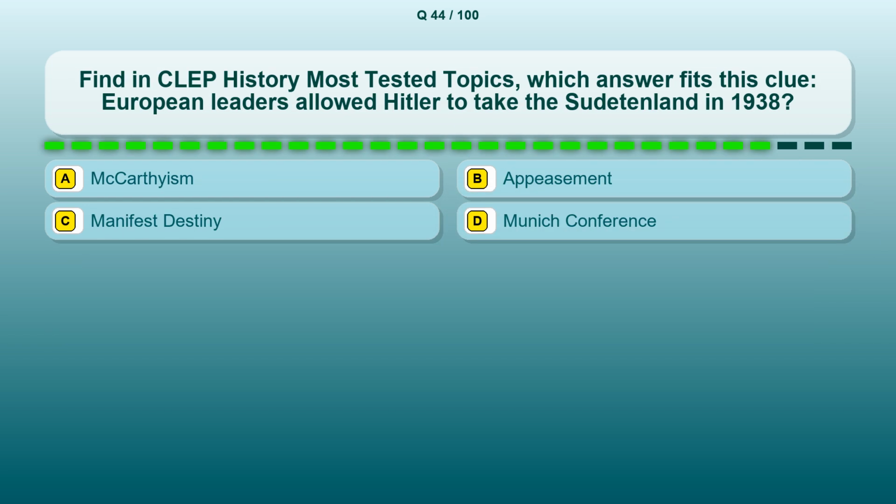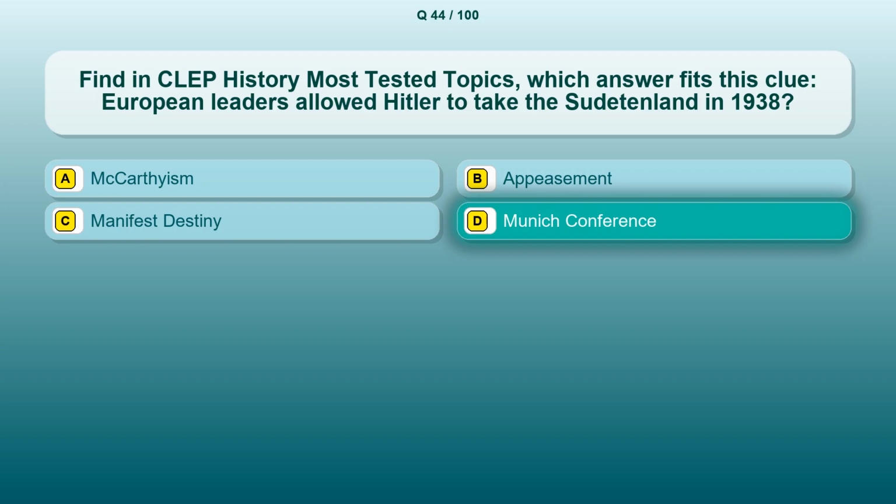Question 44. Find in CLEP history most tested topics, which answer fits this clue? European leaders allowed Hitler to take the Sudetenland in 1938. Option A, McCarthyism. Option B, appeasement. Option C, manifest destiny. Option D, Munich Conference.